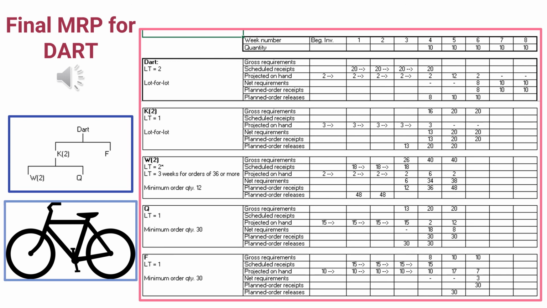For Dart, they go to K where they are multiplied, and 8 becomes 16, 10 becomes 20, 10 becomes 20 for K2, and so on and so forth for K2 and W2, and a similar scenario for K and F. F is on the right side, and on the left side of Dart we have K, and then W and Q. So that's how the MRP is designed, in a way to capture that. That sums up all the explanation for MRP for Dart. Thanks.